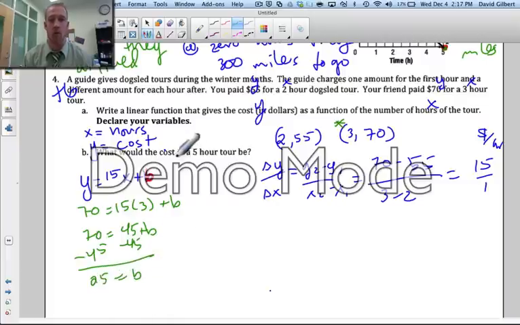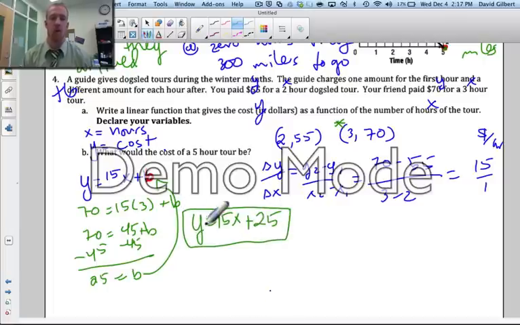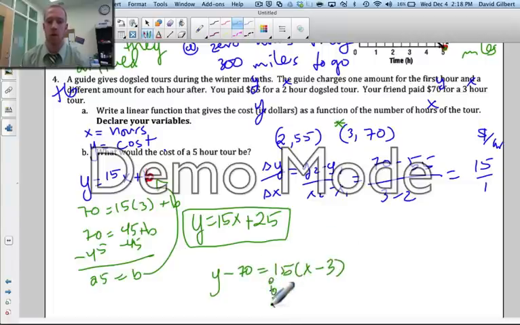So then we got to remember to go back up and write our equation. So the 25 goes here. y equals 15x plus 25. There's our function. The other way would be to use the y minus y1 thing, which is the point-slope form of the equation. So you'd have y minus 70 equals the slope times x minus 3, and then you'd have to get that to slope-intercept form. All right, so either way would be okay, but you have to end up with this.